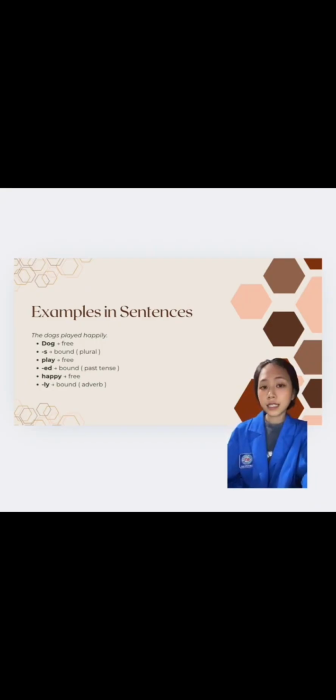For the next slide, it's example in sentence. Let's analyze this sentence: The dogs played happily. I will talk about this analysis. Dog is a free morpheme, and then s is bound, marking plural. Play is free. Ed is bound, showing past tense, and then happy is free. Ly is bound, turning it into an adverb. So one sentence can contain many morphemes.